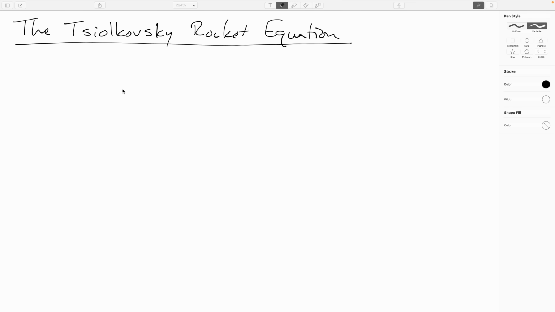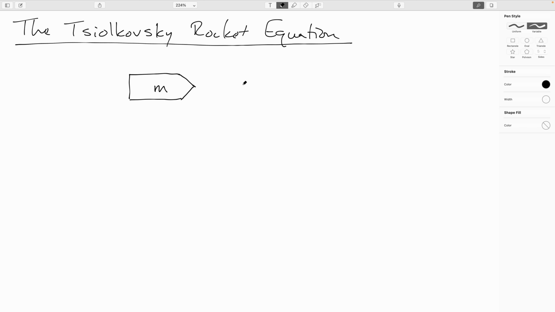So the idea goes something like this. We're just going to look at a rocket that is in free space. We could think about launching one off the surface of a planet, but it just adds additional complication without really any additional instructive value. So we're just going to take a look at it in free space.